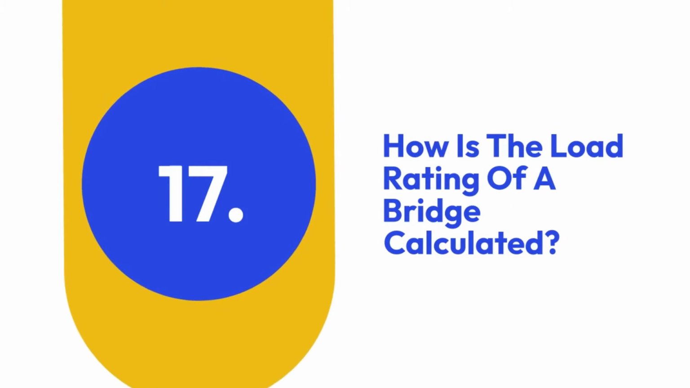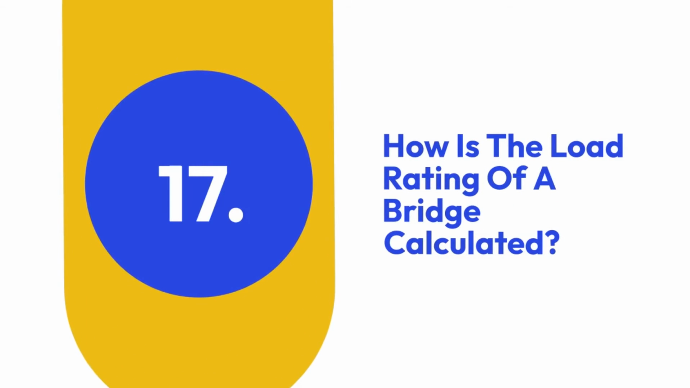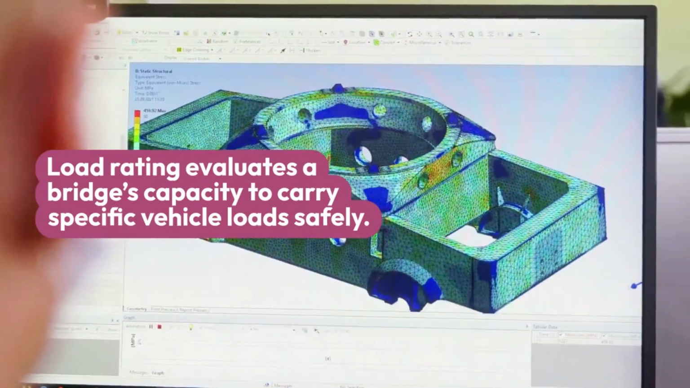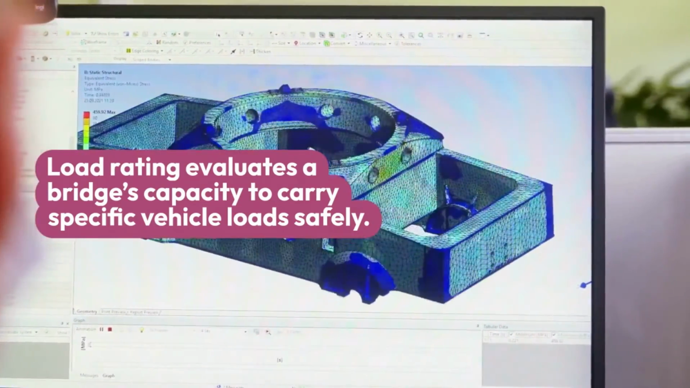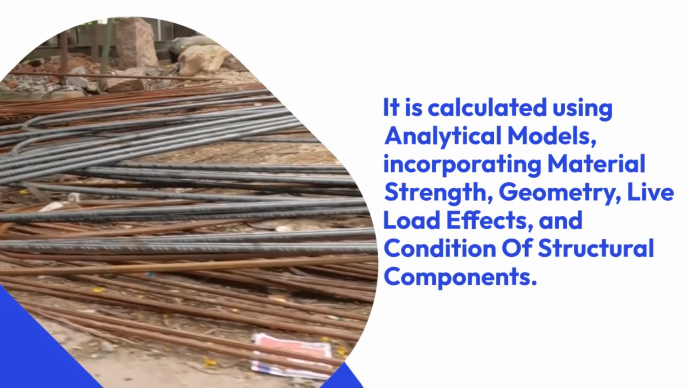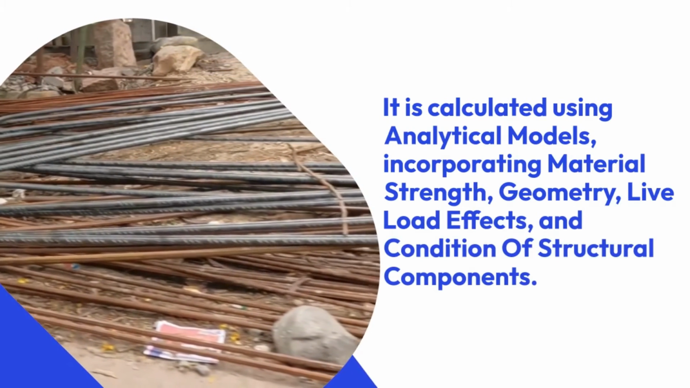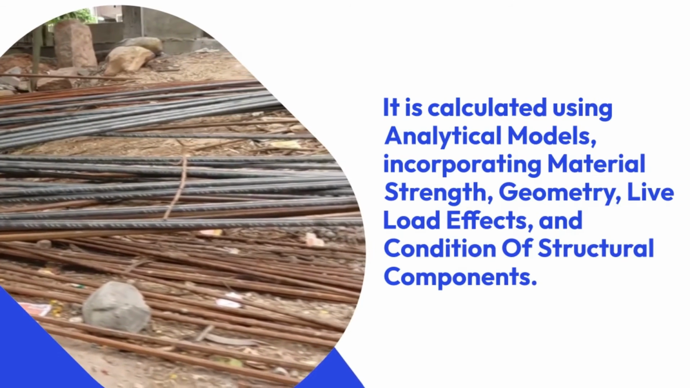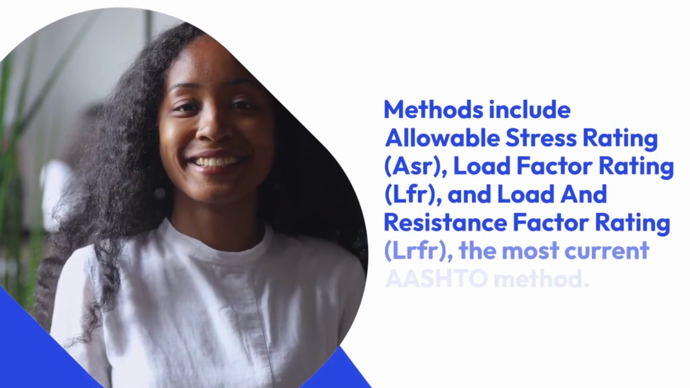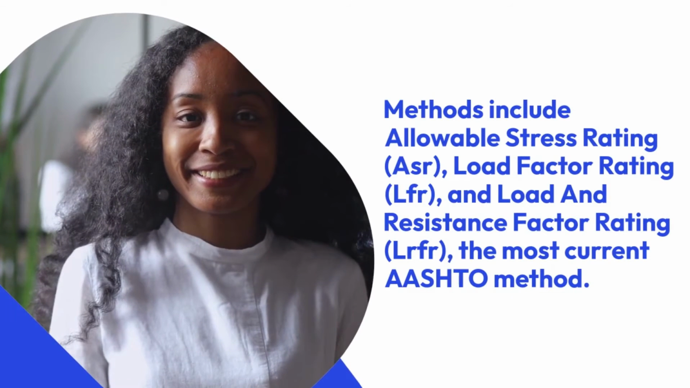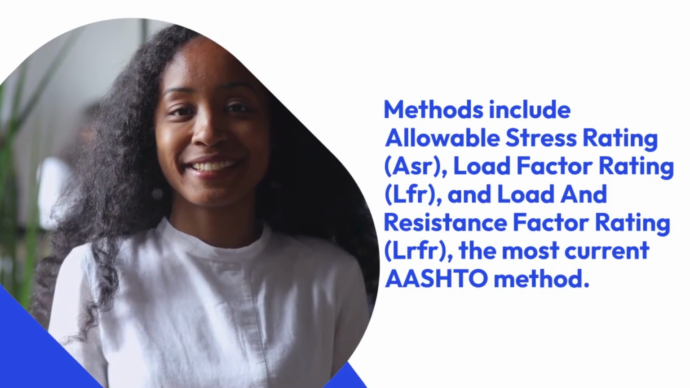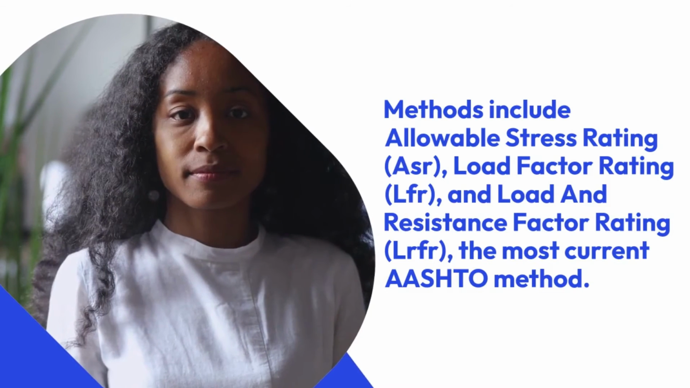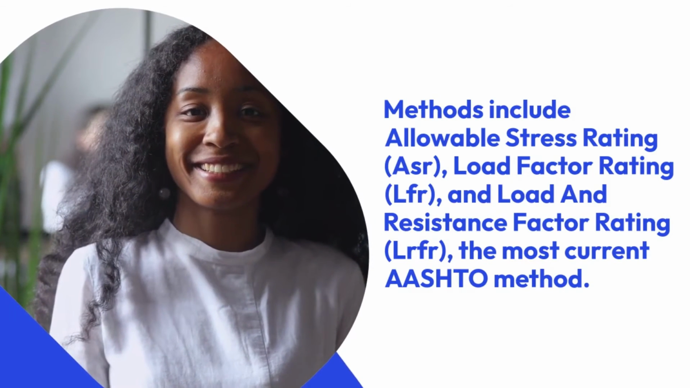17. How is the load rating of a bridge calculated? Load rating evaluates a bridge's capacity to carry specific vehicle loads safely. It is calculated using analytical models, incorporating material strength, geometry, live load effects, and condition of structural components. Methods include allowable stress rating, ASR, load factor rating, LFR, and load and resistance factor rating, LRFR. The most current AASHTO method.